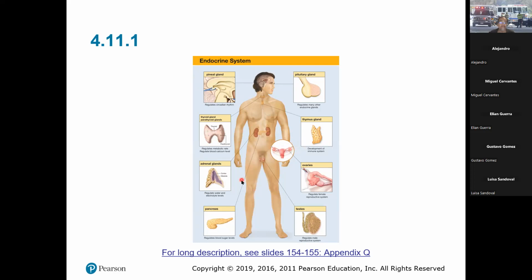The adrenal gland itself is located right on top of the kidneys. Okay, and it's like a little beanie for the kidneys.